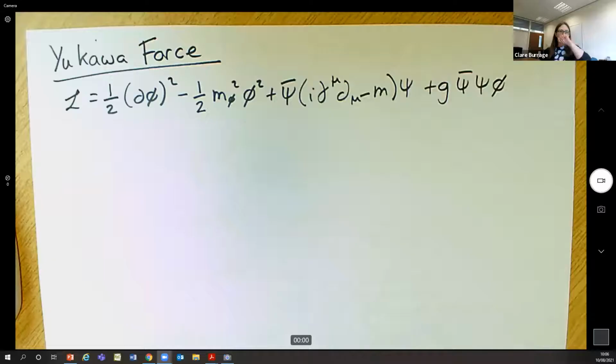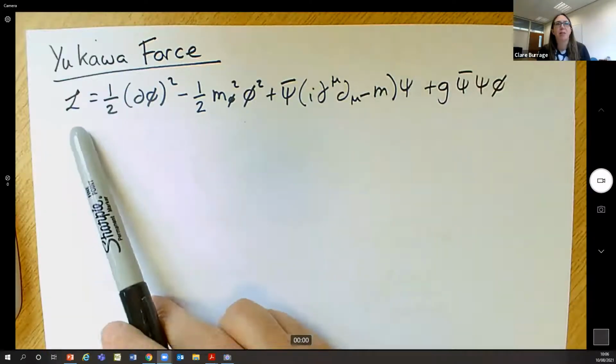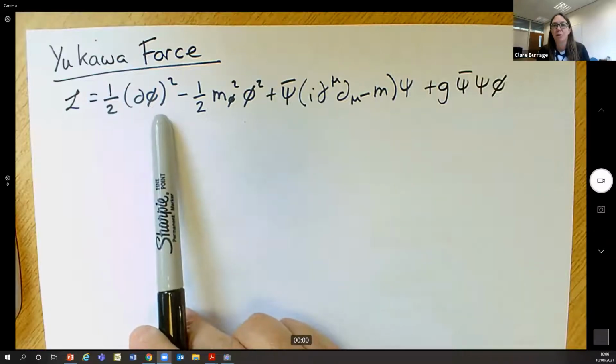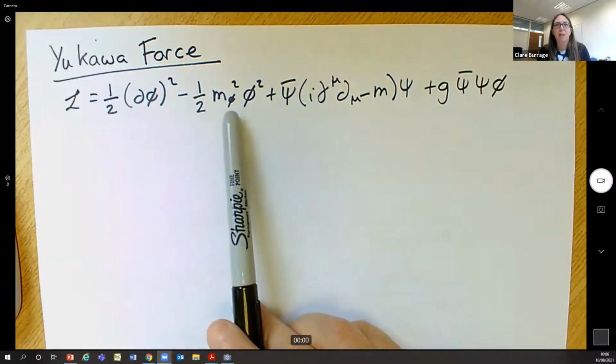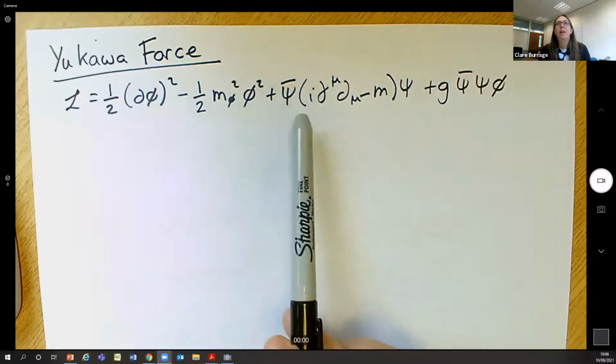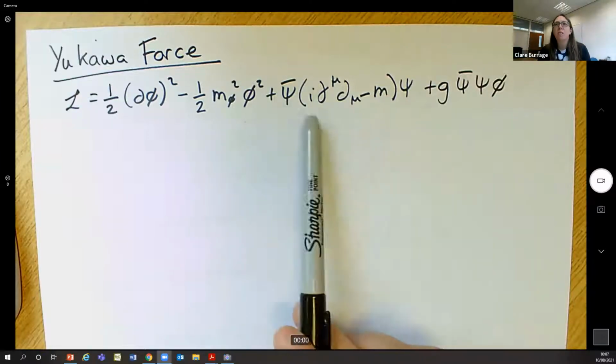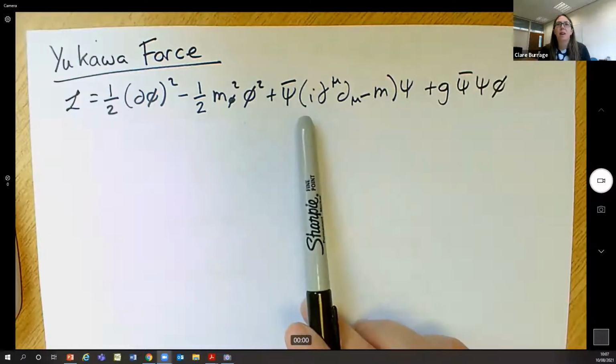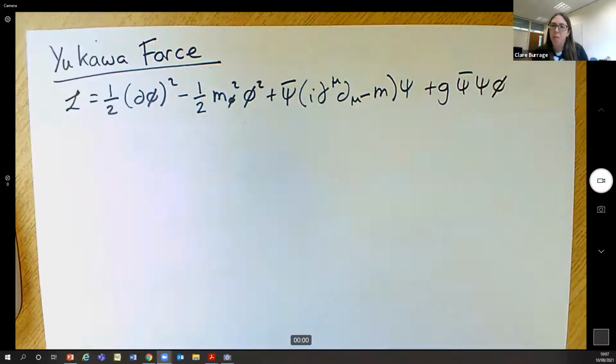Okay, so let's start with something fairly simple. So this is coming back again to our Lagrangian for our scalar field. So we have a kinetic term for a scalar field. For the moment, I'm just giving it a mass term. And now what we have in these final two terms is I've given us explicitly a matter fermion.